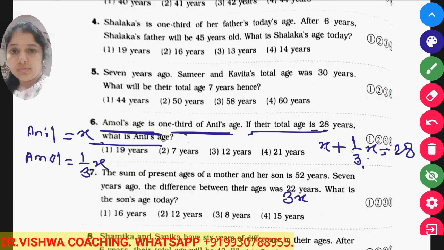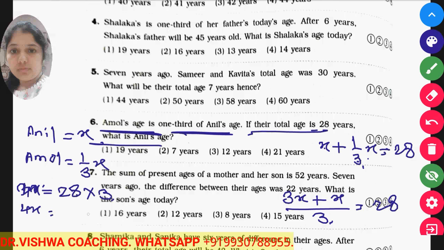So it becomes 3x, or make the denominator common. 3x plus x upon 3 is equal to 28. So it becomes 3x plus x means 4x is equal to 28 into this 3. So 4x is equal to 3 8s are 24, 2 will be carry forwarded. 3 2s are 6 and 8, 84. So x is equal to 84 divided by 4. 4 2s are 8. 4 1s are 4. 21 years old is the age of this Anil.